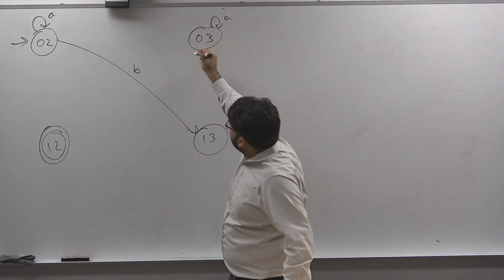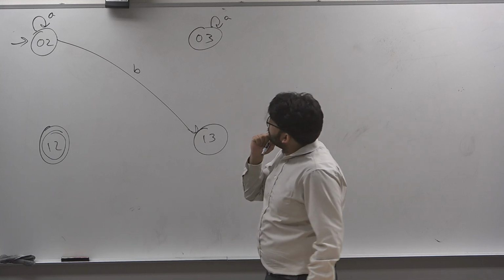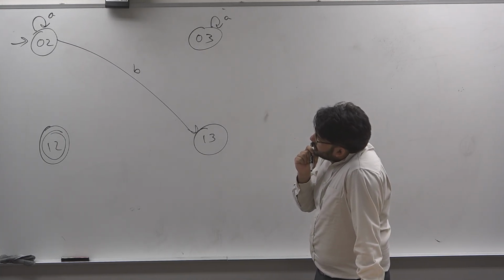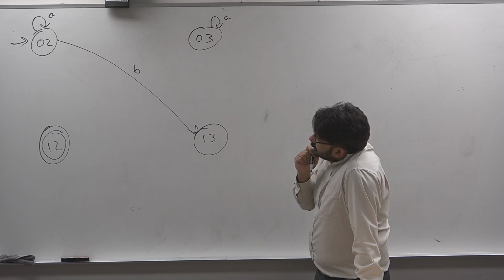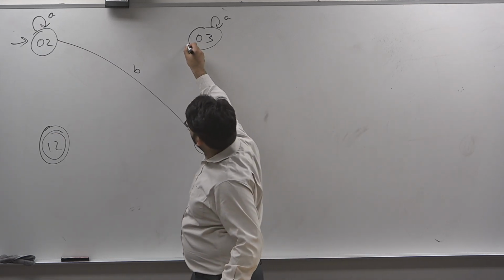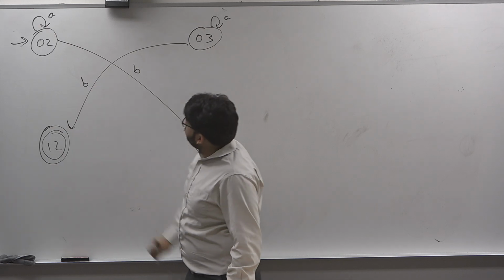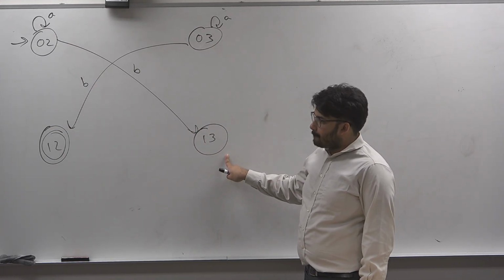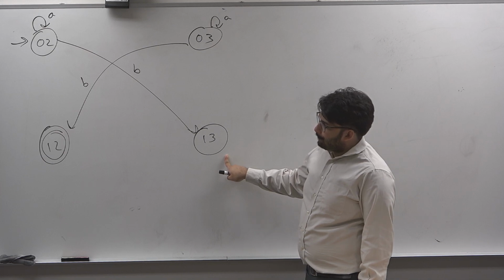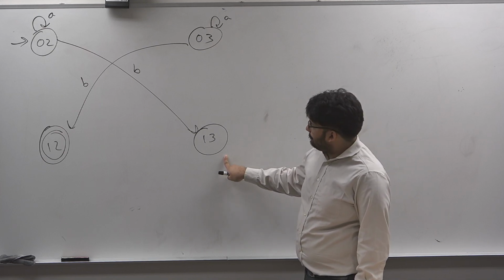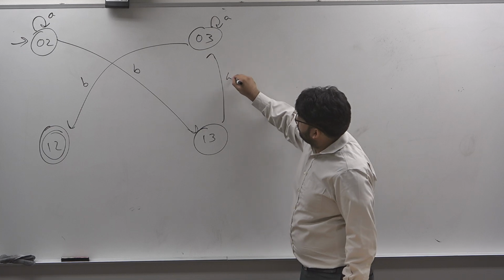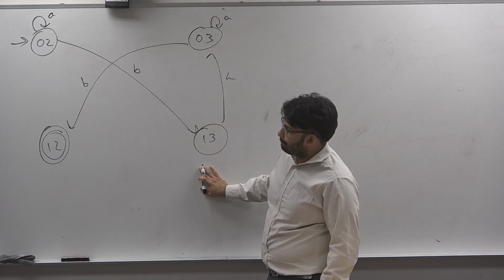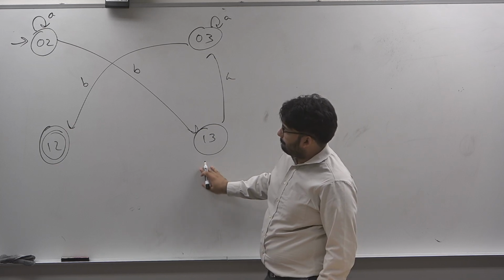1, 3? Yes. No. If you see a B, you should go to 1, 2. Yes. Okay. You're in 1, 3. You see an A. Where do you go? 0, 3? Okay. And if you're in 1, 3 and you see a B, where do you go? 1, 2.